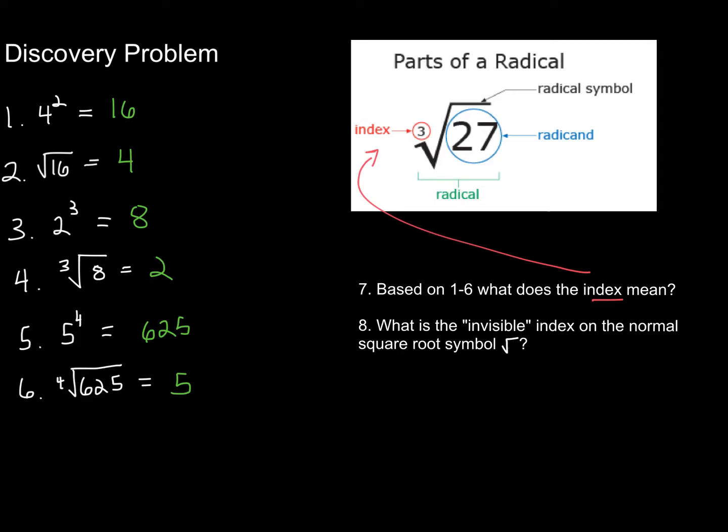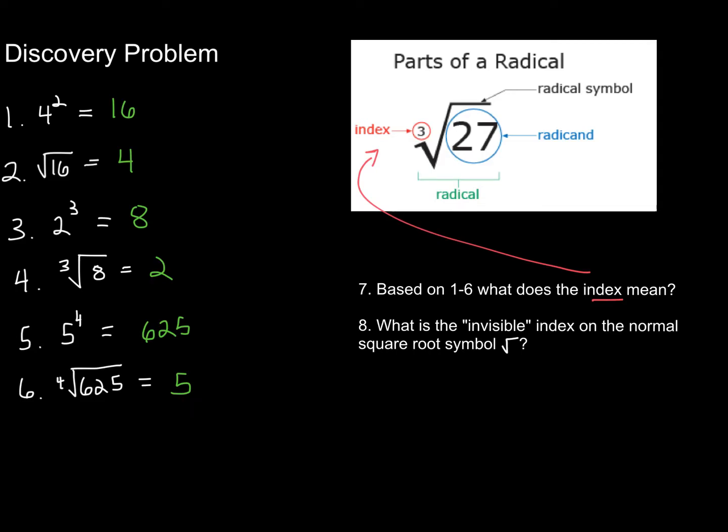Alright, so hopefully this was pretty simple. Here I'm squaring 4, and that's going to be 16. And here I'm finding the square root of 16, which is 4. Here I'm cubing 2, and that is 8. And here I'm finding the cube root of 8, which is 2. Here I'm raising 5 to the 4th power, and here I'm finding the 4th root of 625, which is 5.